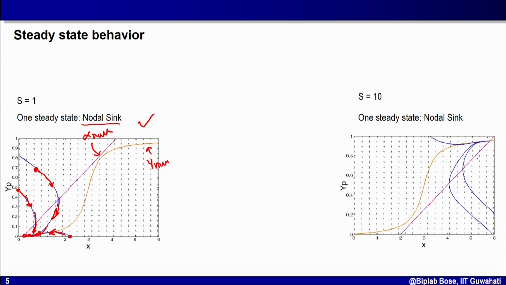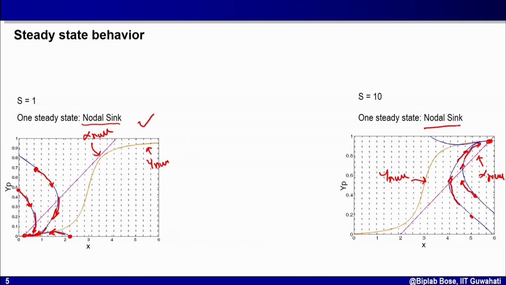Then again, this is my one nullcline, that is the X nullcline. This orange one is my Y nullcline. And I have one point of intersection here. The phase portrait says that if I start from here, suppose t equal to 0, then I will move along this blue trajectory and collapse here. If I start somewhere here, again I will collapse on the single steady state. So again I have only one steady state, and that steady state is a nodal sink. So it is a stable one. Nodal sink, if you remember, is a stable one.